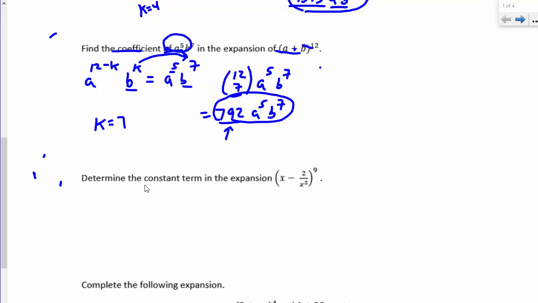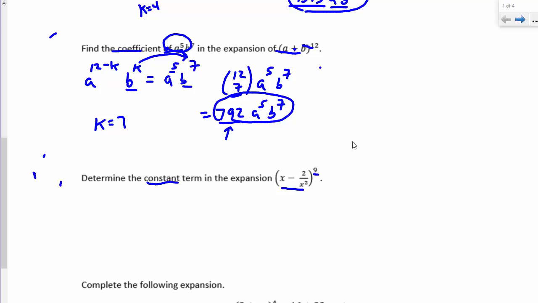On this next question, they're going to ask me to find the constant term of this expansion. So if I multiply this binomial by itself 9 times, it's going to give me a long-winded polynomial with several terms. But one of those terms is just going to be a number. There's going to be no variables in that term, and that's called a constant term. I need to figure out which one that is.